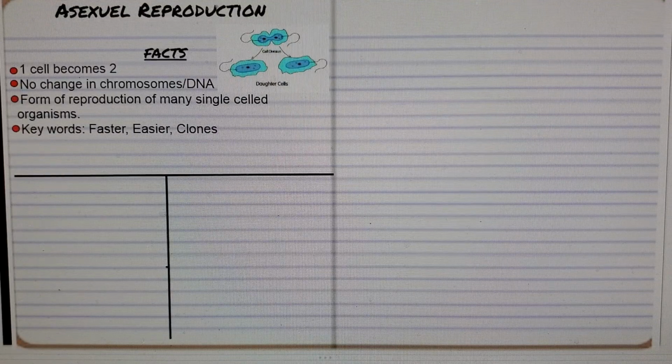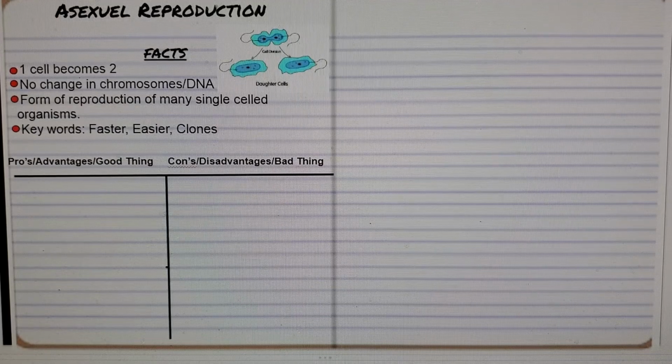So you'll be drawing a T-chart. Make sure you leave a little bit of space between where it says keywords and the horizontal line. On the left side, we're going to be writing some of the pros, or the advantages, or the good things about asexual reproduction. On the right side, you're going to write some of the cons, or another word for that is disadvantages, or the bad things about asexual reproduction. So let's start with the pros. What are some of the advantages? What are some of the good things about asexual reproduction in organisms?